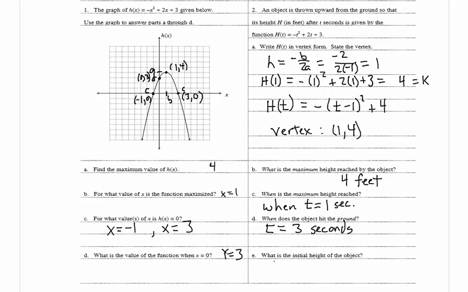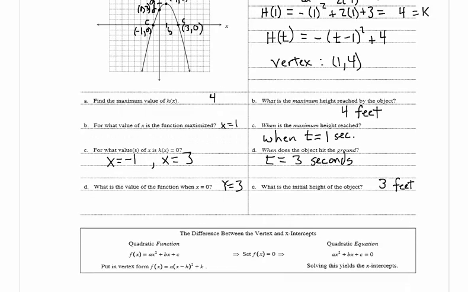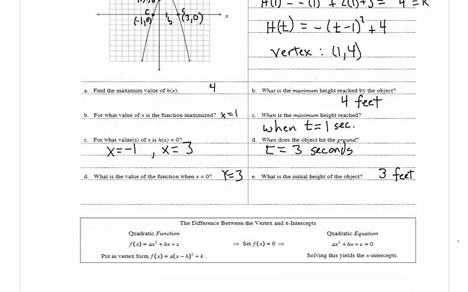And in E, it says, what is the initial height of the object? If we were to plug 0 in for t, we would find that the height is 3 feet. And the 3 feet, the initial height, corresponds with our y-intercept. When time is 0, the y-coordinate of our y-intercept is 3. So we have 3 feet. And that's all for this video on the distinction between the vertex and the intercepts.